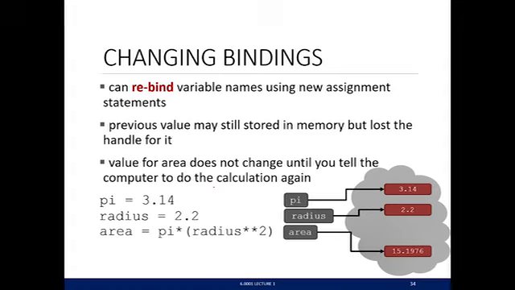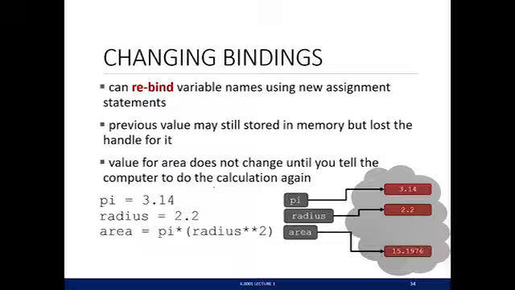Then we have this expression here. It's going to substitute the values for pi from memory and radius from memory. It's going to calculate the value that this expression evaluates to. It's going to pop that into the memory, and because we're using the equal sign, it's going to assign that value to that variable area.